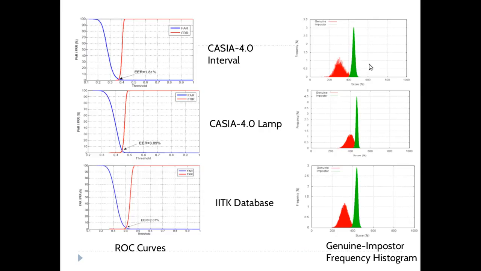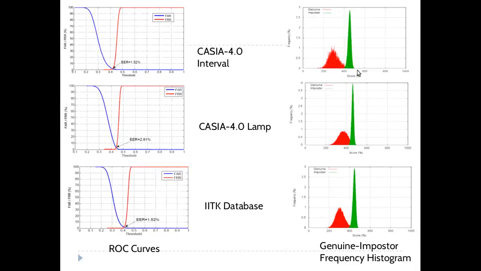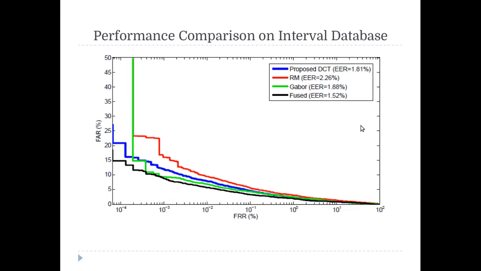These are the ROC curves. One can see this is for the KCI interval, LAMP, and the third database. This is the EER ROC curves, and this is the genuine and the imposter distribution for the one-dimensional DCT. Here you can see the scores that we have got for the relational measures, the equal error rates of the relational measures, and the genuine and the imposter histogram.